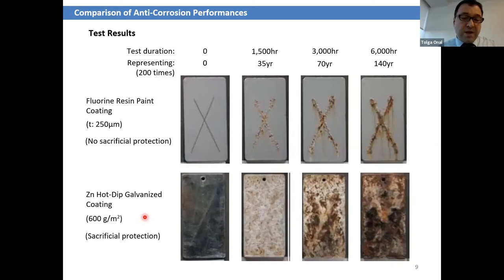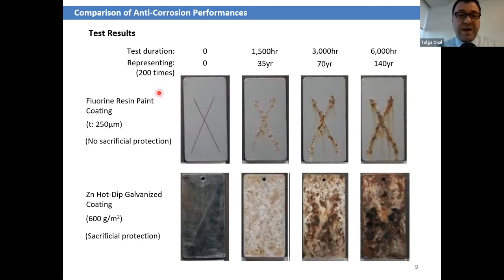In case of hot dip galvanized coating, the cross cut area is covered with the coating material, as it is a sacrificial protection. However, on the whole surface, rust corrosion was observed after 1,500 hours of testing. That represents 35 years of the steel member prone to marine environment.